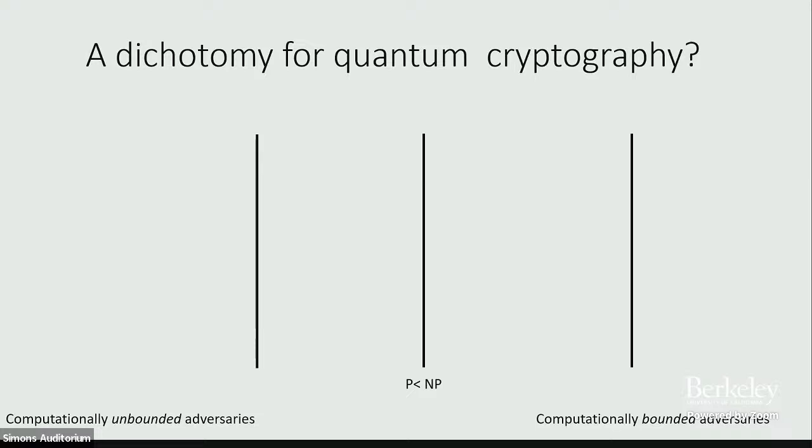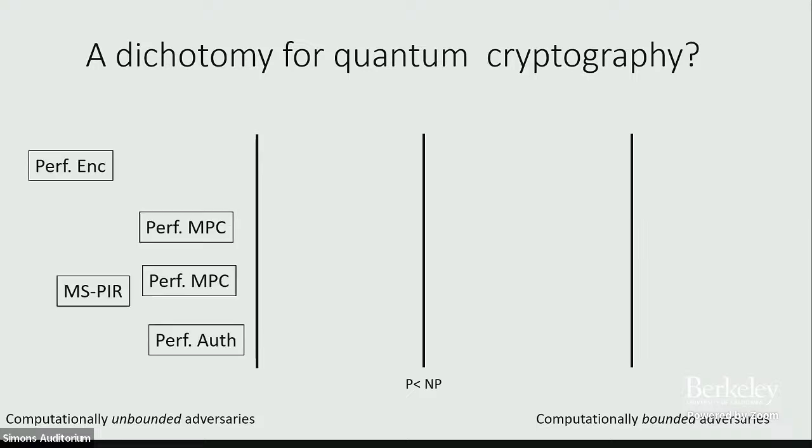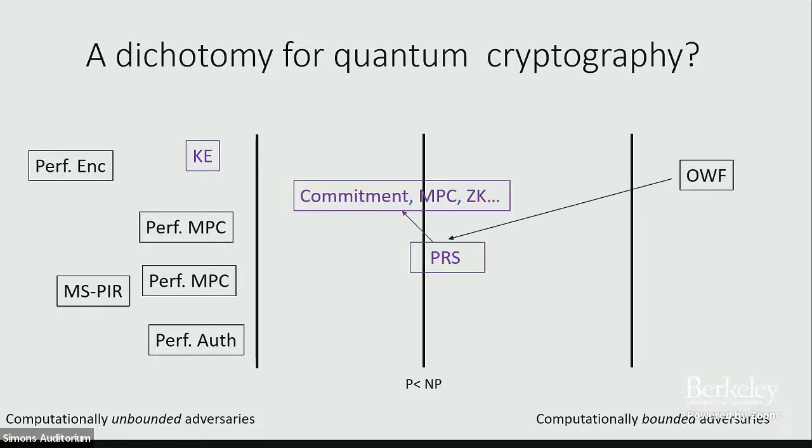So again, let's go back to this picture of the world in the quantum world. We have all those primitives from before that are information-theoretically secure. They still are. Now we have key exchange there, and we still have only one-way functions here. But now most of crypto is sitting here. You can do it from these state generators, which are implied by one-way functions, but we don't know where they are. So IO may be still there, but we don't know where these are.